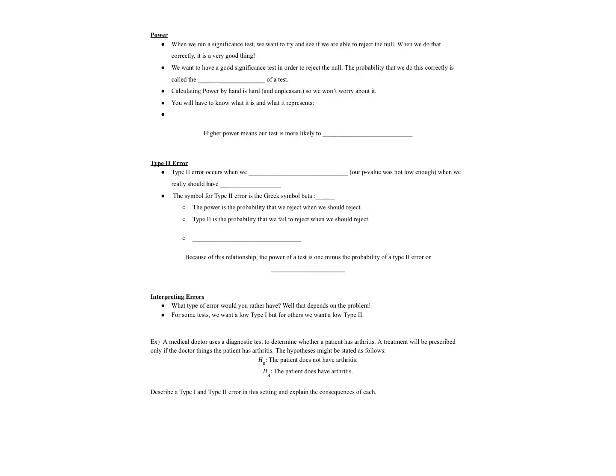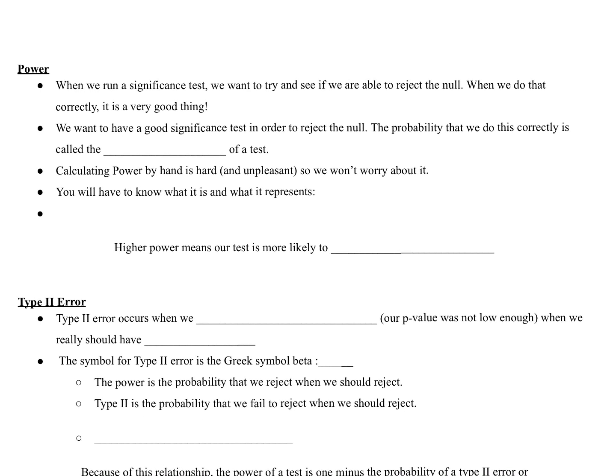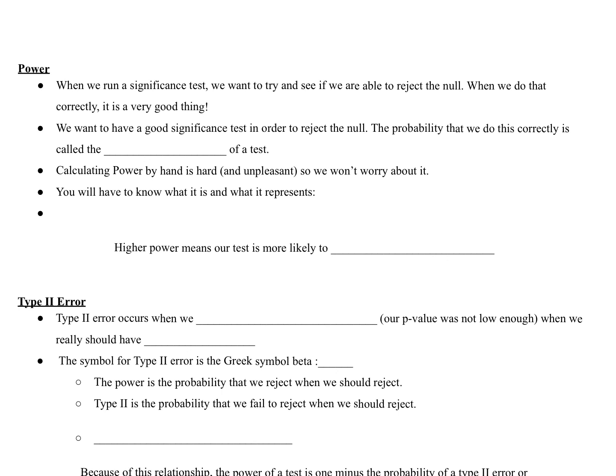Kind of going along with the idea of a type 1 error is something called power. And when we are running a significance test, we want to try and see if we're able to reject the null hypothesis. The whole entire point of a significance test is to gather evidence against the null hypothesis. So when we do that correctly, it's a good thing. So we want to have a good significance test in order to reject the null hypothesis. And the probability that we do it correctly is called the power of a test. So power is the probability you have rejected the null hypothesis correctly.